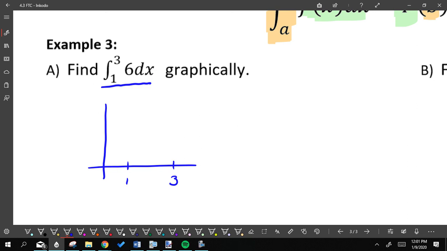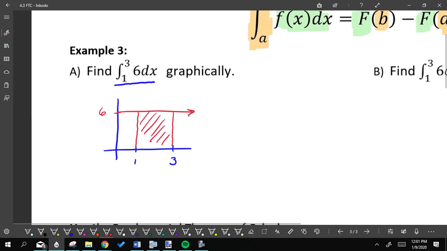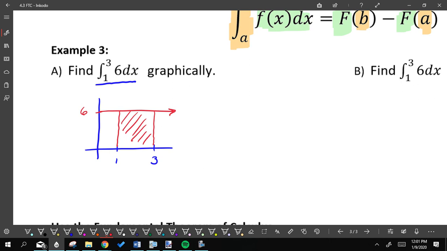What's my answer going to be? 12. It's a width of 2, a height of 6, 2 times 6, the answer is 12. Boom, that's it. Just like we did on the front side, it's just a rectangle, which would be great. I wish we could do that all the time, but not every graph is as easy as just a straight line. Sometimes lines will be curved, and that's why we're going to learn a different method.